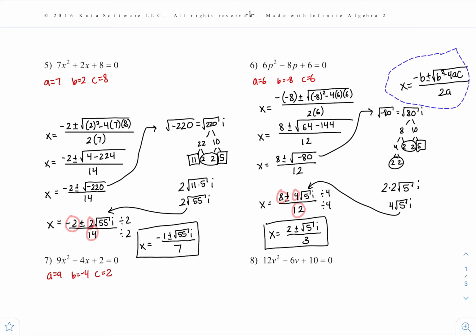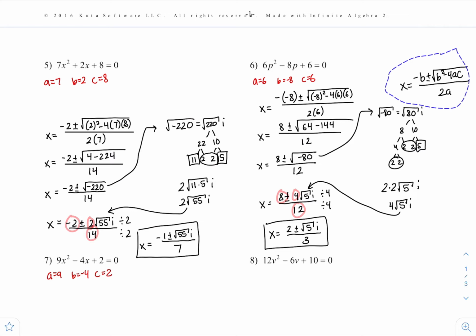Now, we simplify this. So x is going to equal negative of negative 4 is 4, plus or minus the square root of negative 4 squared, which is 16, minus 4 times 9 times 2, that is negative 72, all over 18. So x is equal to 4 plus or minus the square root of negative 56 all over 18.